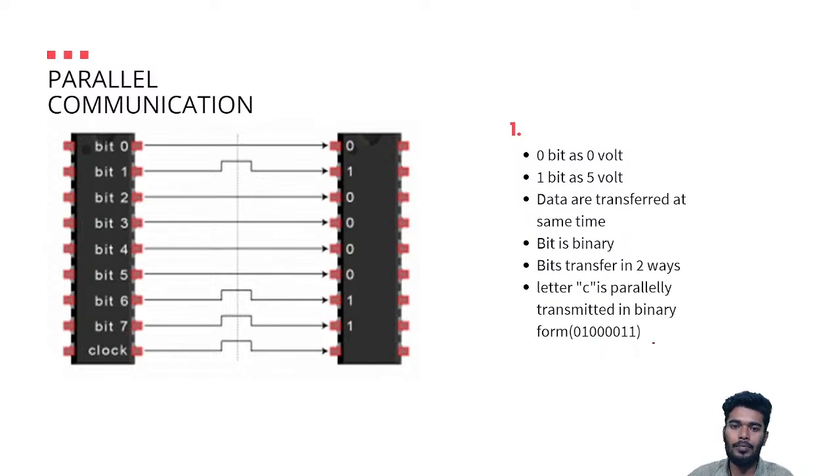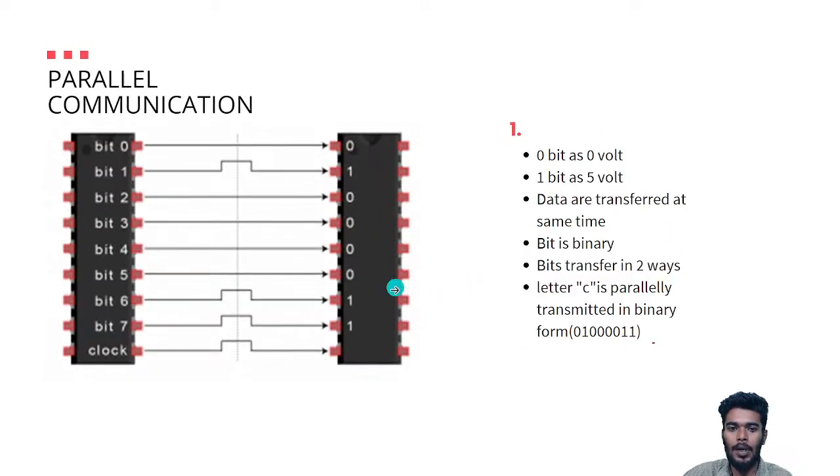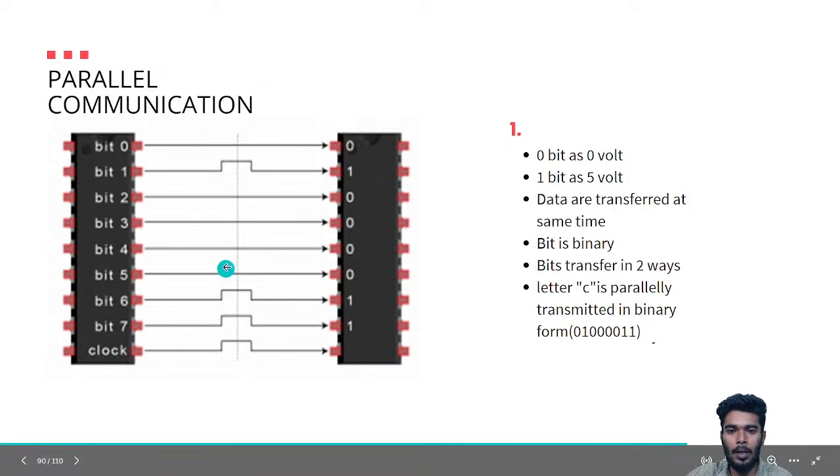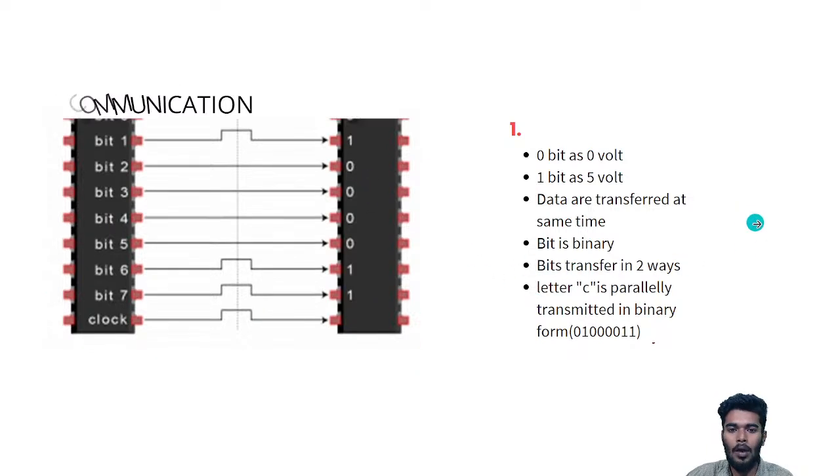So this is how it will communicate. We are going to see the difference between parallel and serial communication. When it comes to parallel, it is going to send the data in a parallel way. For example, if I want to send the letter C, it is going to send the bits in binary form, all the bits in parallel. You can see it in the image, right? It is going to send it at the same time. This is how it is going to transfer the data.